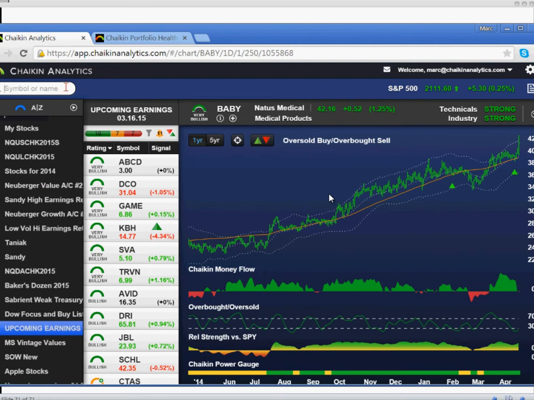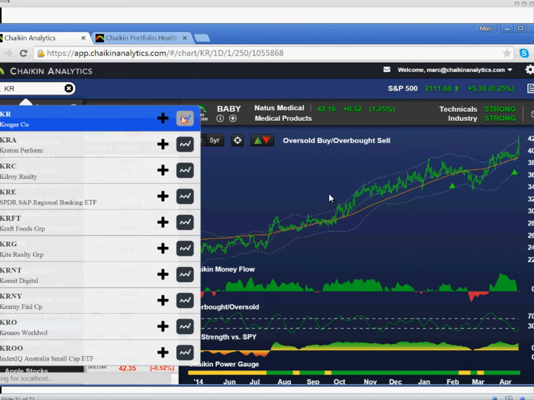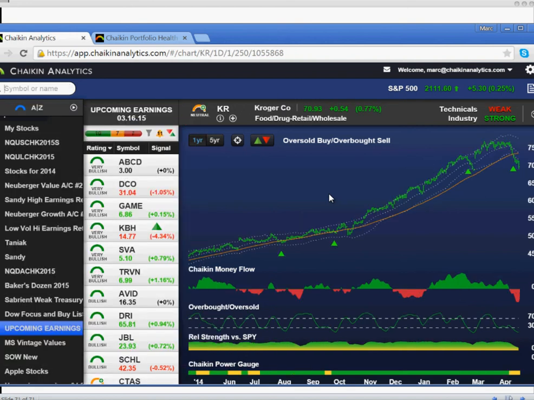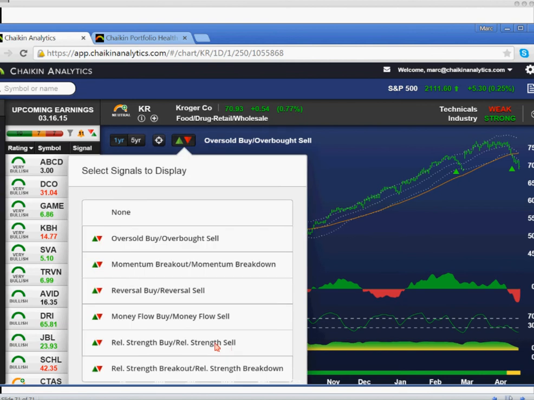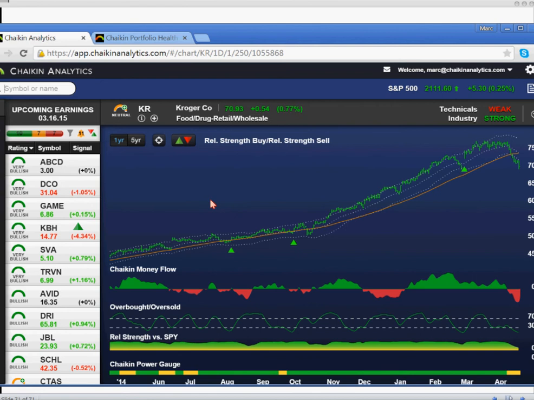Well, Kroger was a favorite of ours for all of 2014. There's a lot of profit-taking going on at Kroger. So why was it a favorite? Bullish power gauge rating, outperforming the market in that supermarket business, but doing it right. And the buy signals worked. Both the oversold buys, the relative strength buys, and I think the money flow buys.